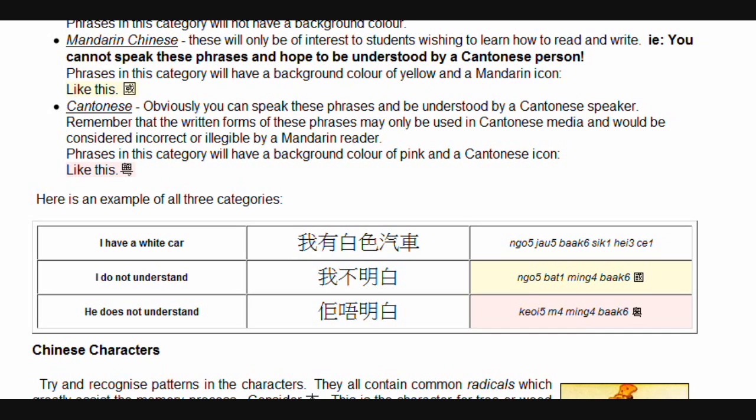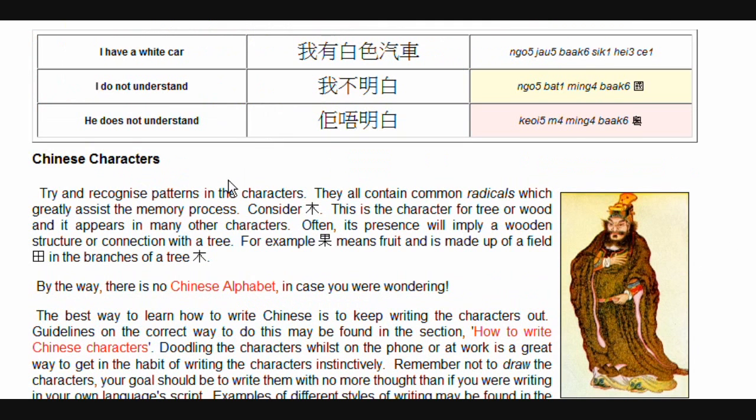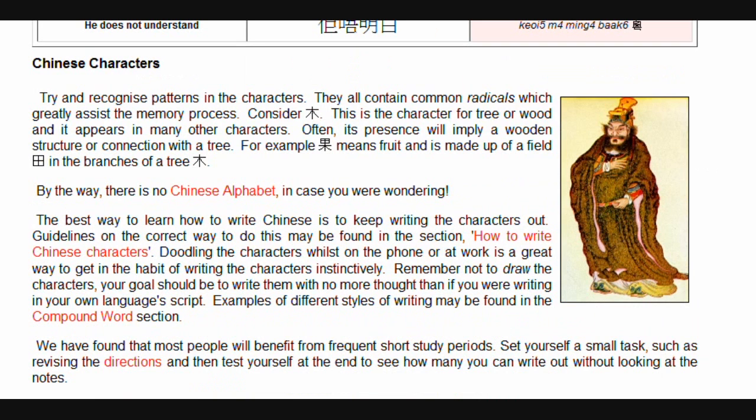I have a white car. I have a white car. Nog jaw back sick haze. I do not understand. Nog bat ming back. He does not understand. Koi me ming back.